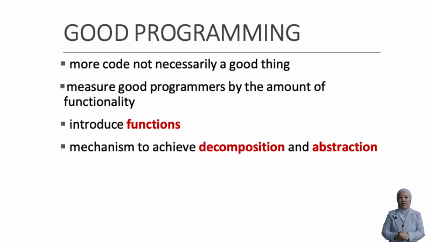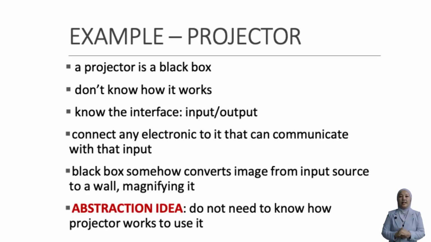How? By avoiding repetition and creating reusable parts. This is where functions come in. They are our primary mechanism to achieve decomposition, breaking a problem into parts, and abstraction, hiding the complex details of those parts. To understand these concepts, let's use a perfect analogy: a digital projector.